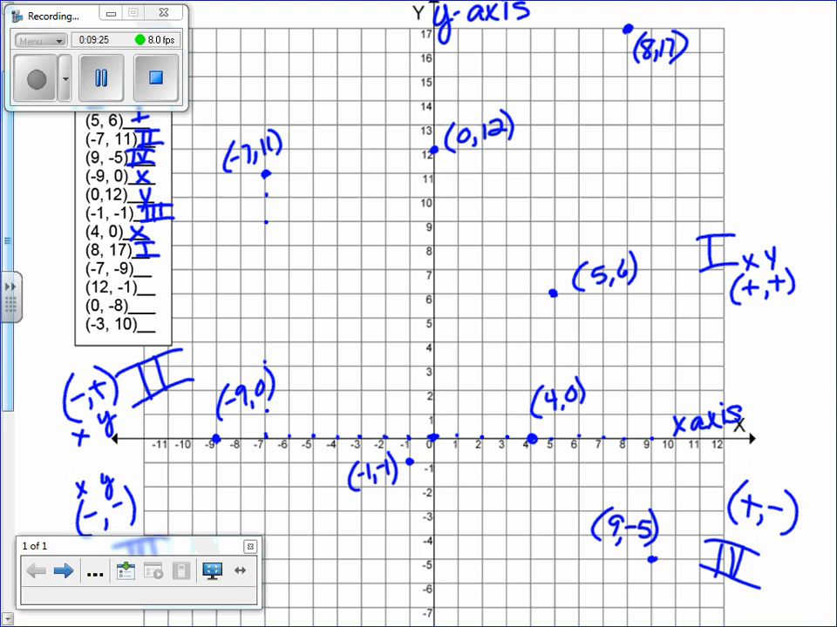-7, -9. What I'd like you to do for these next 4, pause it, go ahead, plot the points, and identify the quadrants, and check your work. Okay? Thank you.